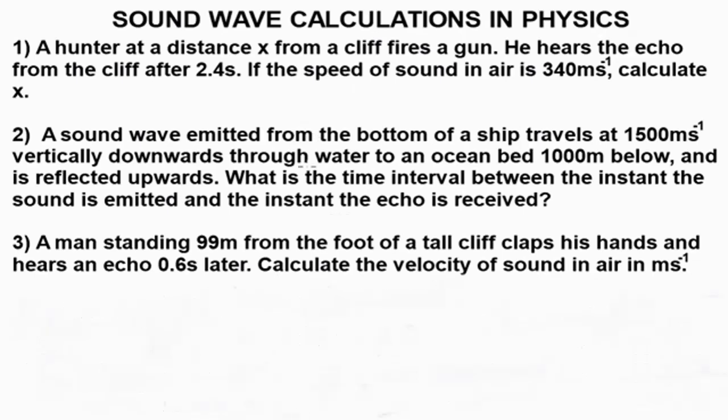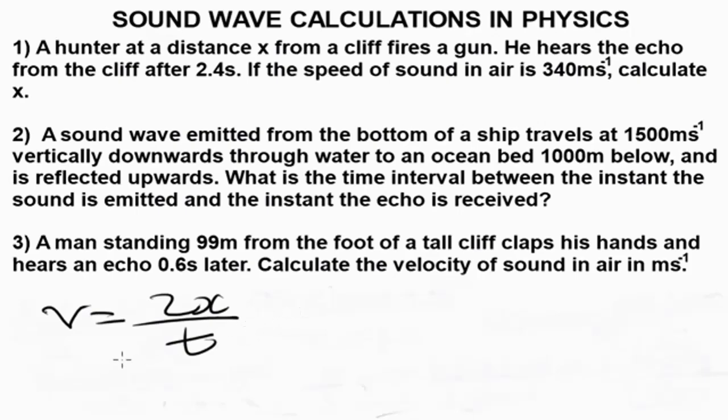Okay, so question 3 says, a man standing 99 meters from the foot of a tall cliff claps his hands and hears an echo 0.6 seconds later. Calculate the velocity of sound in air in meter per second. Okay, so we are still working with this basic formula, V equals 2x over t.